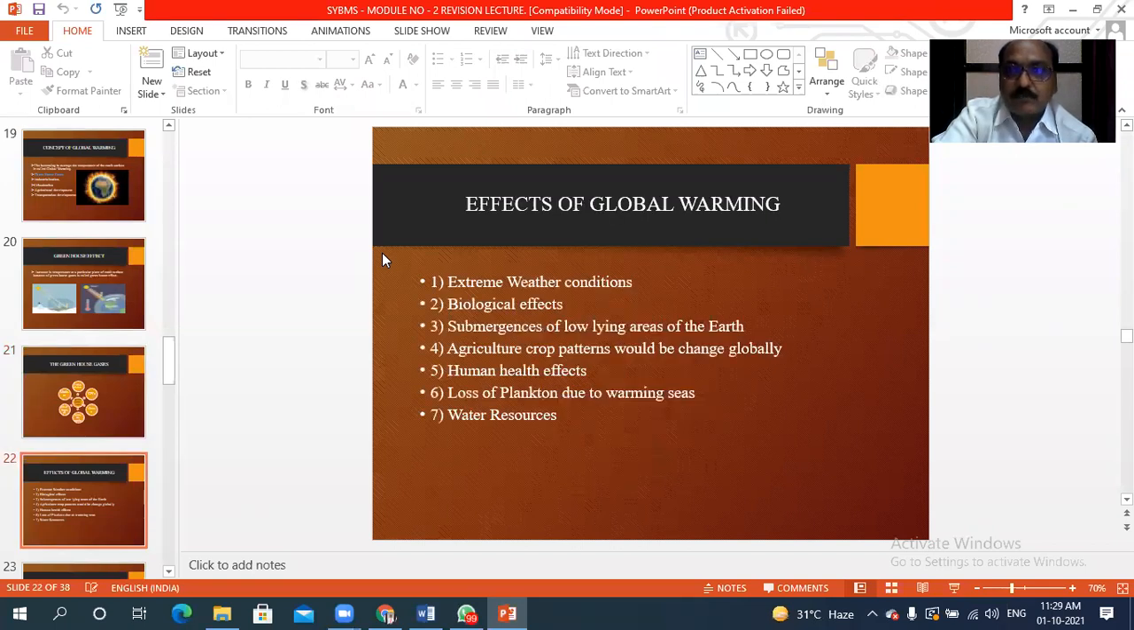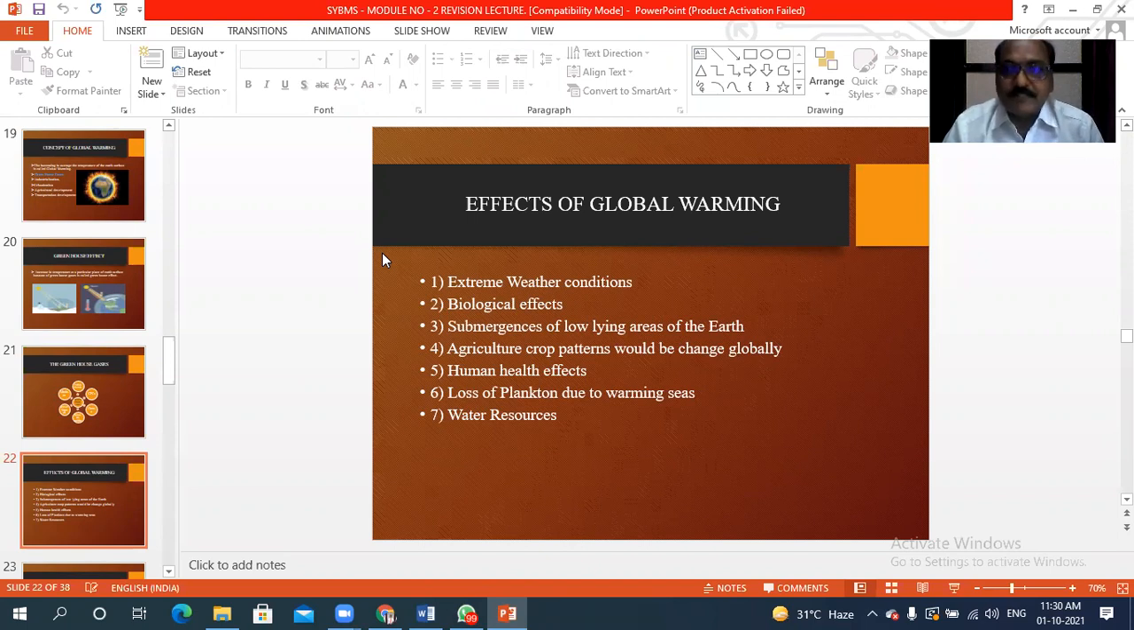Then what are the effects of global warming? First, dear students, extreme weather conditions. It means during the day, temperature will be very high, and at night, temperature will be very low. This contrasting situation is called extreme weather conditions. It happens because of global warming. Then it will affect the biological factors of the environment.